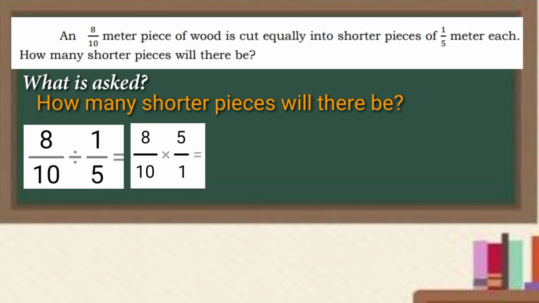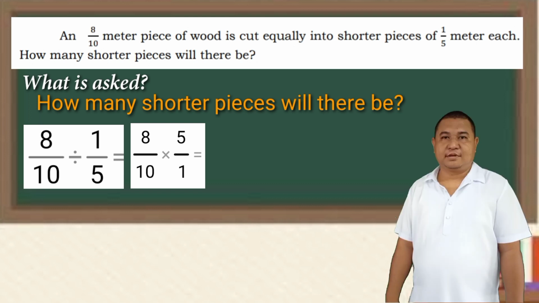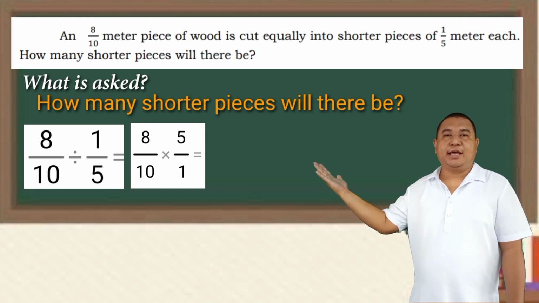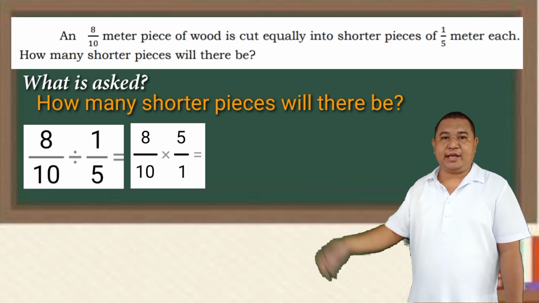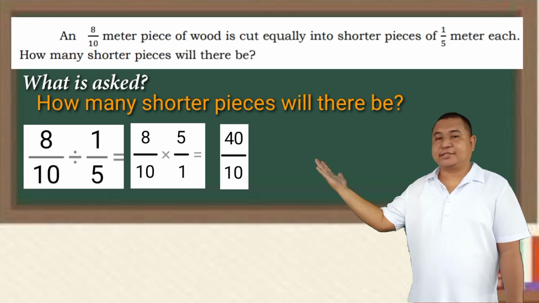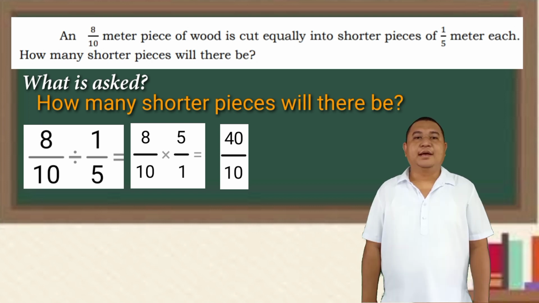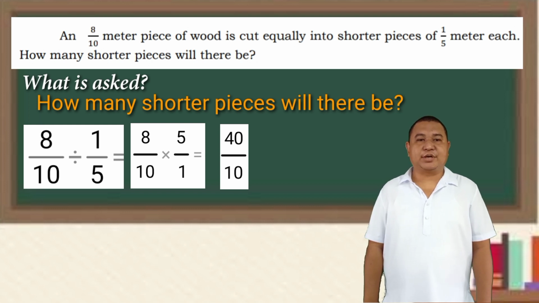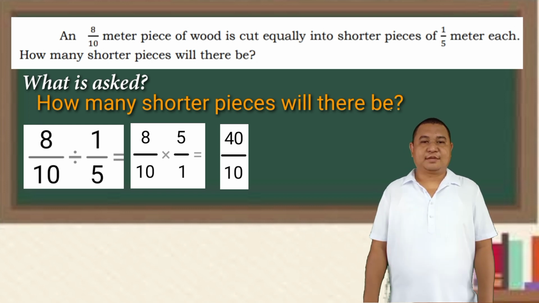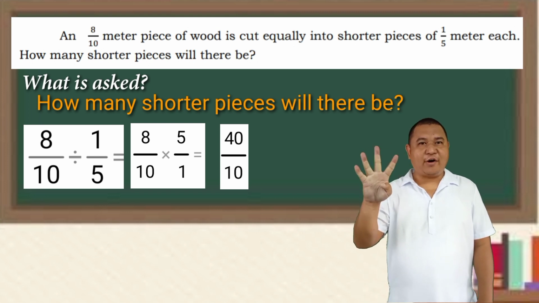Copy the dividend 8/10, change the division sign to multiplication sign. Then do the multiplication of fraction process. Multiply the numerators. 8 times 5 is equal to 40. Then, the denominators, 10 times 1 is equal to 10. The answer is 40 tenths. Since it is an improper fraction, perform the division process. Divide 40 by 10, and the final answer is 4.